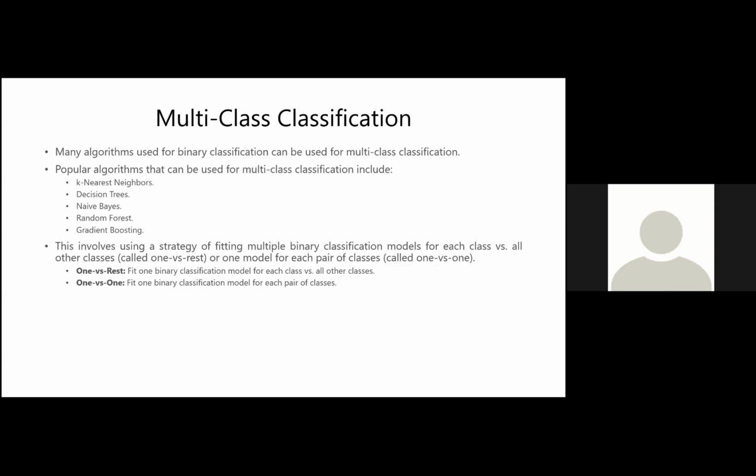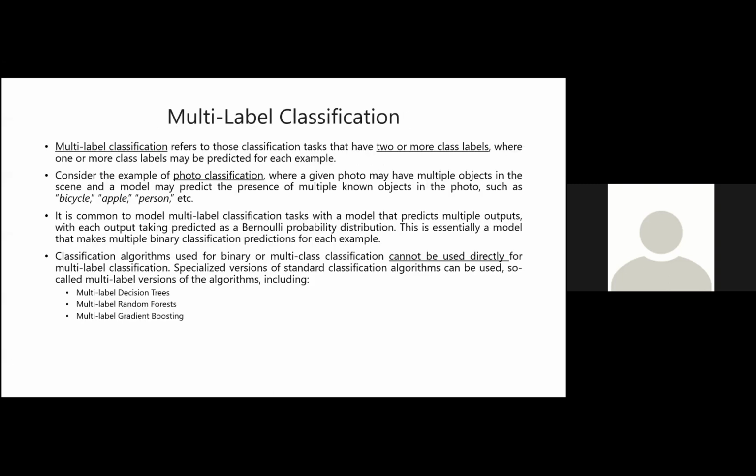There are actually two types of multi-class classification techniques that we can apply. One is called one versus rest, another is called one versus one. In one versus rest, we fit a binary classification model for each class and compare it with all the other classes. Whereas in one versus one, we fit a binary classification model for each pair of classes, and we use the result of this for identifying the class label for a given point in the test set.